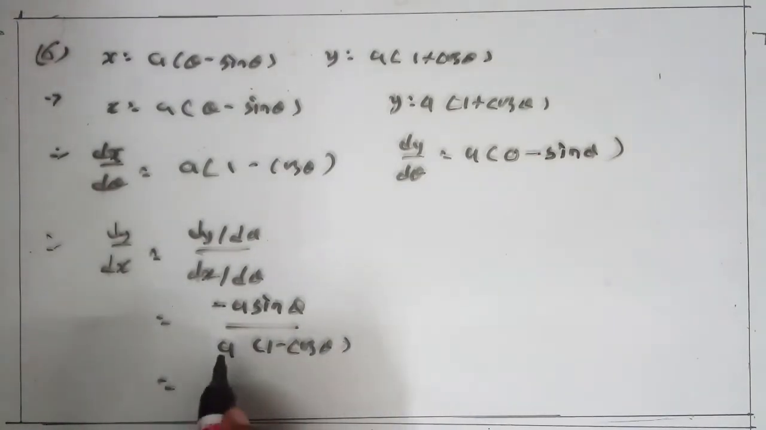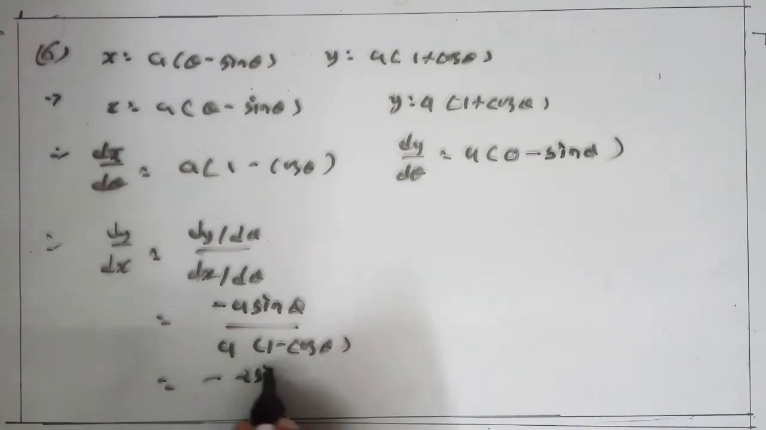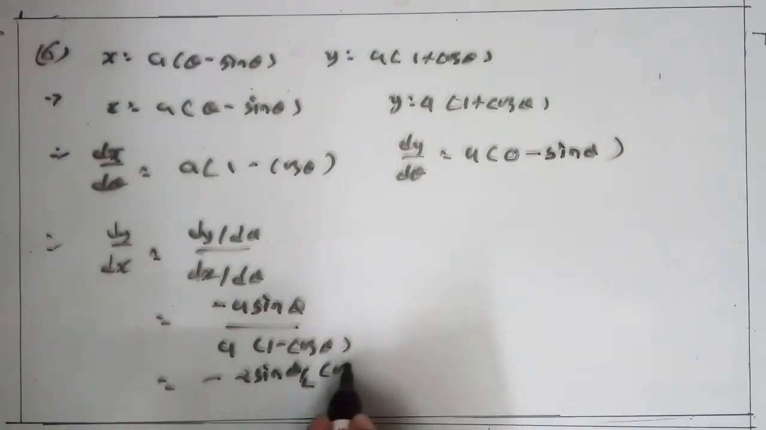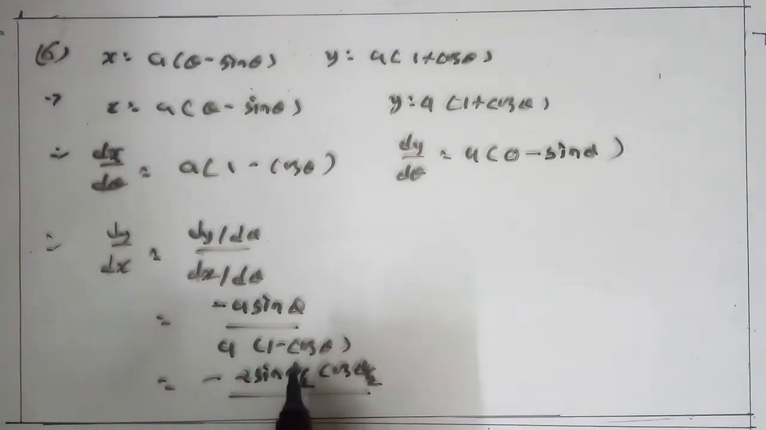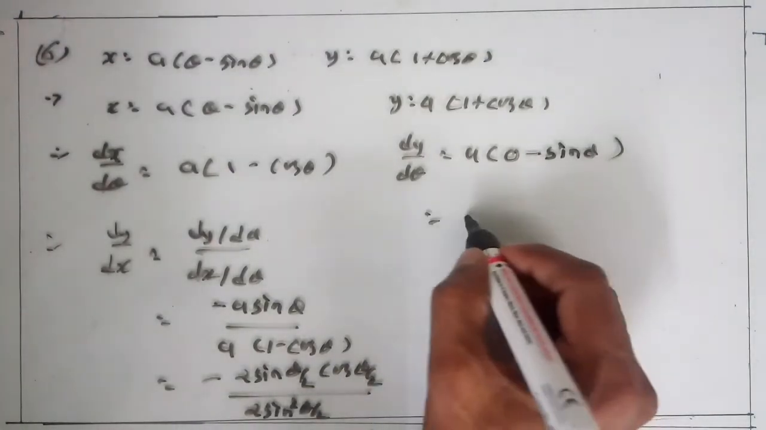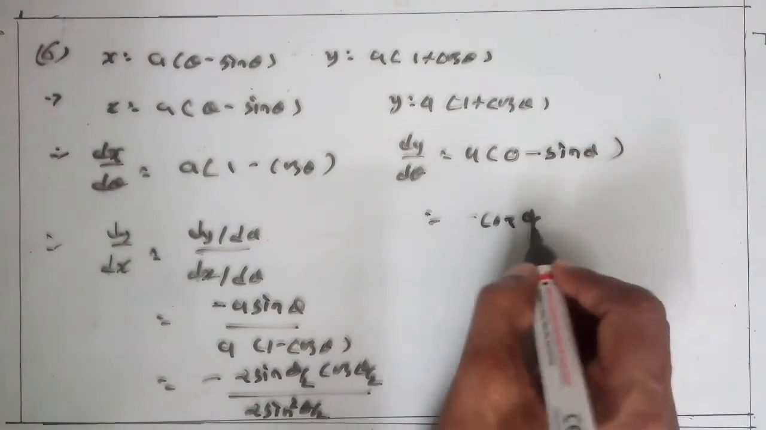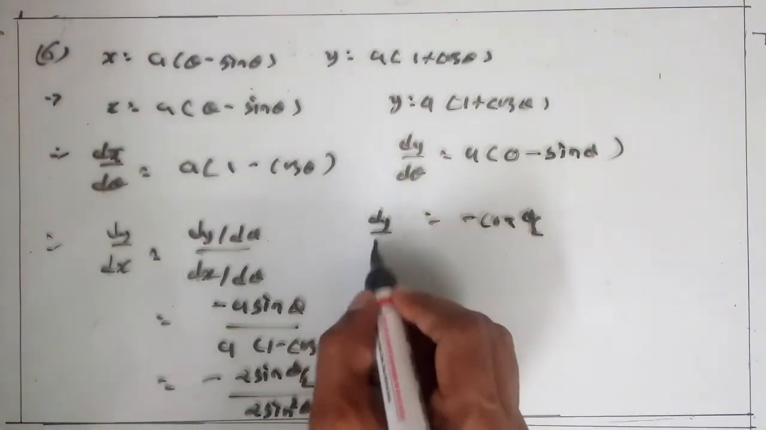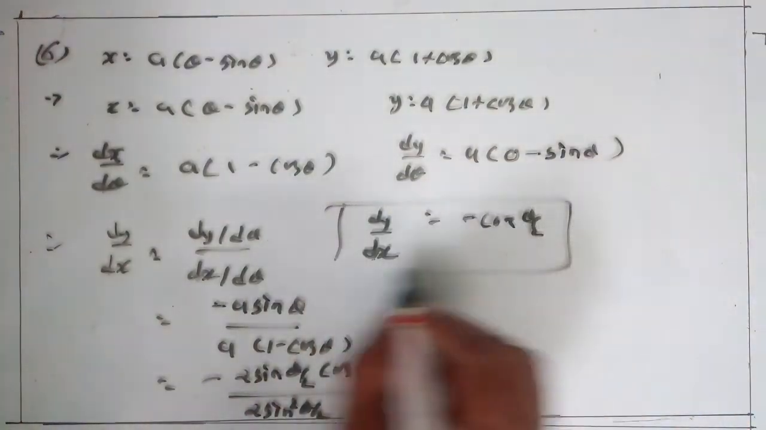Clear? So a cancels from both. So we get minus sine theta, changed using the half angle formula: 2 sine theta by 2 into cos theta by 2 upon 1 minus cos theta, which is equal to 2 sine square theta by 2. So 2 cancels, 1 sine cancels, so cos upon sine becomes cot. So we get minus cot theta by 2. Clear? So this is dy/dx. Clear this?